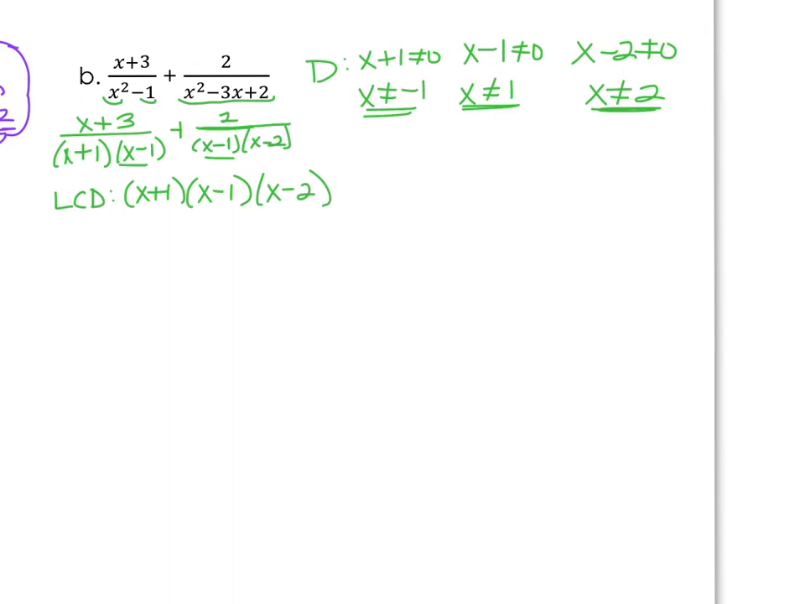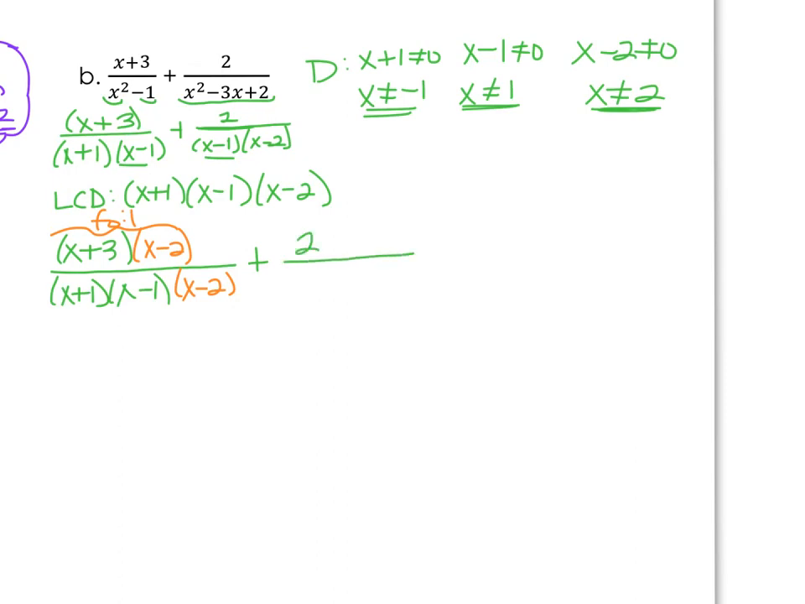Once we know what we want for that LCD, the next step is to convert each fraction. This is step 4. So I'm going to take that x plus 3 and put it in parentheses. So if I have x plus 3 over x plus 1 and x minus 1, the term that it's missing for the LCD is x minus 2. If I put that on the bottom, I have to put that on the top, which means we're going to have to FOIL this. But we'll do that in the next step. All right, and then we have plus 2 over x minus 1 and x minus 2. It has 2 of the 3 parentheses, but it's missing the x plus 1. If you put that on the bottom, go ahead and put that on the top, and we'll have to distribute the 2 in. So let's see what happens.